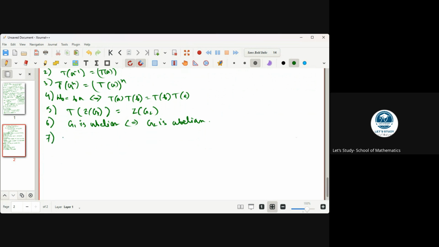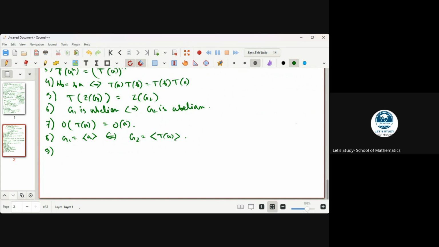Seven, order of T(A) equals order of A for all A belongs to G1. Eighth one: G1 equals generated by A if and only if G2 equals generated by T(A). Okay.